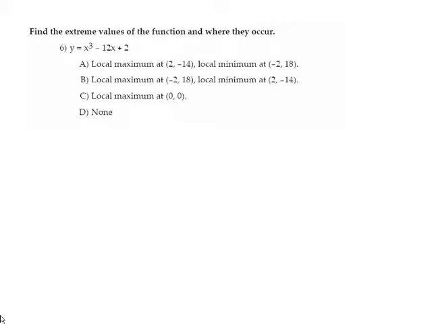Problem 6, we want to find extreme values of the function and where they occur. If you're looking for a relative minimum or maximum, we want to take the first derivative of the function and see where it's equal to 0, and then test the second derivative. Well, the first derivative is equal to 3x squared minus 12. This equals 0 at x squared equals 4, which means that x is equal to plus 2 and x equal minus 2.